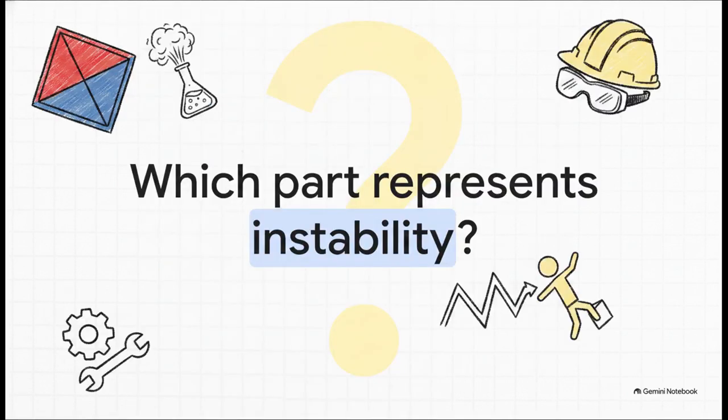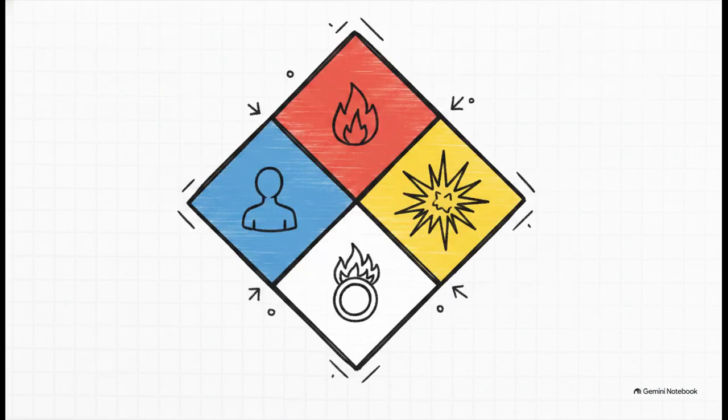Okay, here is your third and final active recall question. Let's make sure you didn't fall for that classic FE exam trap we talked about earlier. Which part of the hazard diamond represents instability? The correct answer is yellow. Let's do a rapid-fire review of the whole diamond just to bring it home. Blue is health, red is flammability, yellow is instability, and white is special hazards.